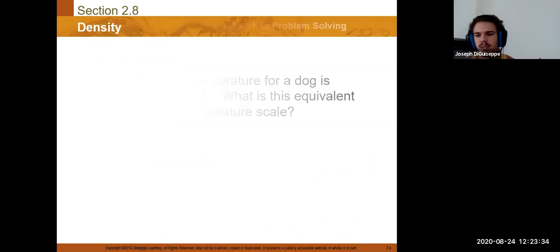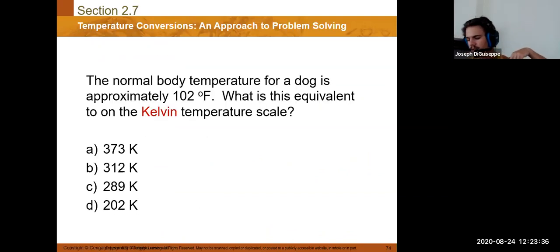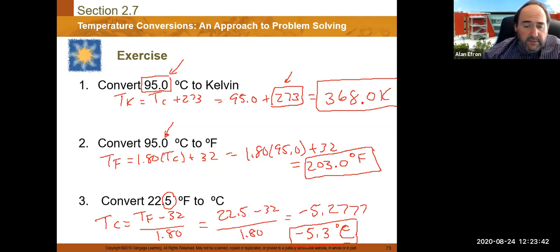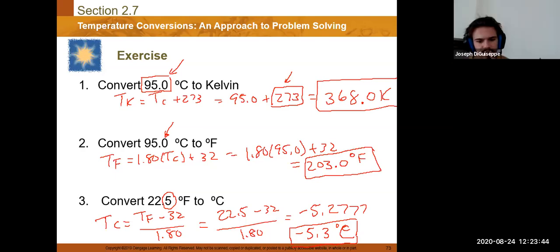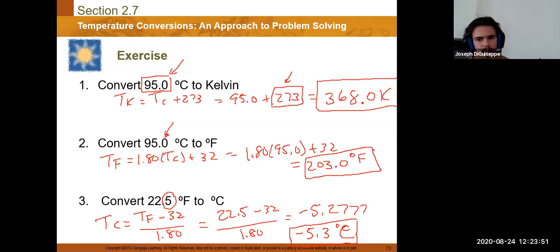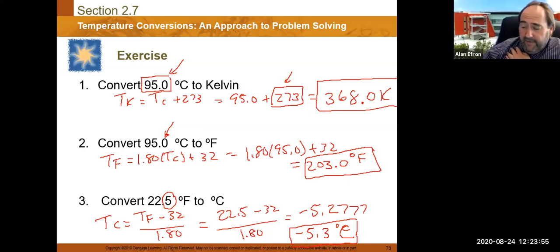Sorry, I had a question. It was just I didn't get 5.3 from the final conversion when I subtracted them and then did the division. So you took 22.5 minus 32, right? Yeah, and then divided it by 1.8. Then you should get minus 5.2777, a whole bunch of sevens.